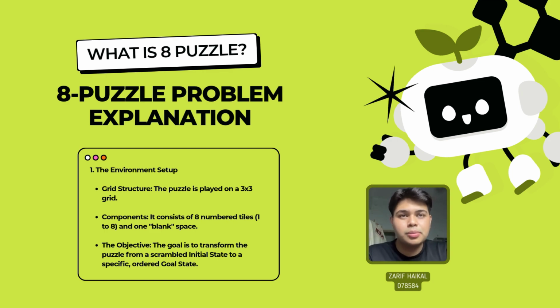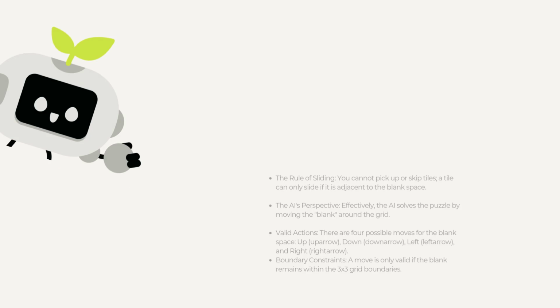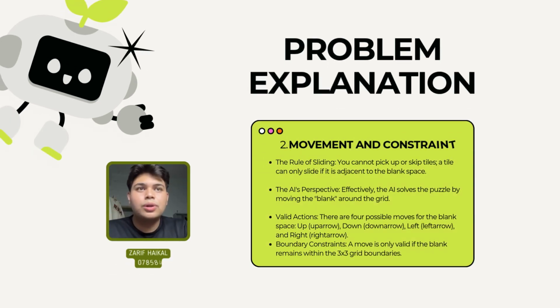For the grid structure, the puzzle is played on a 3x3 grid, and the components consist of 8 numbered tiles, like 1 to 8, and one blank space. The objective is to transform the puzzle from the scrambled initial state to the specific ordered goal state. For the second one, we go to movement and constraint.